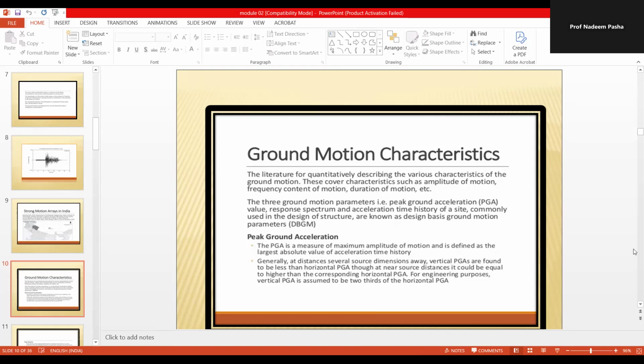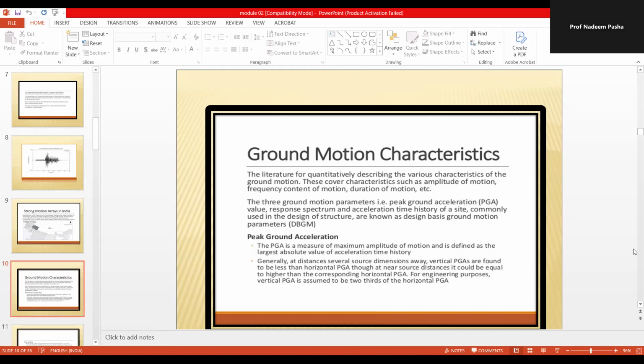So what are DBGM? The three ground motion parameters, that is peak ground acceleration PGA value, response spectrum, and acceleration time history of a site, commonly used in the design of structures. These three are combined together to form design based ground motion, DBGM. Now we will see each of them in detail. First, starting with peak ground acceleration.